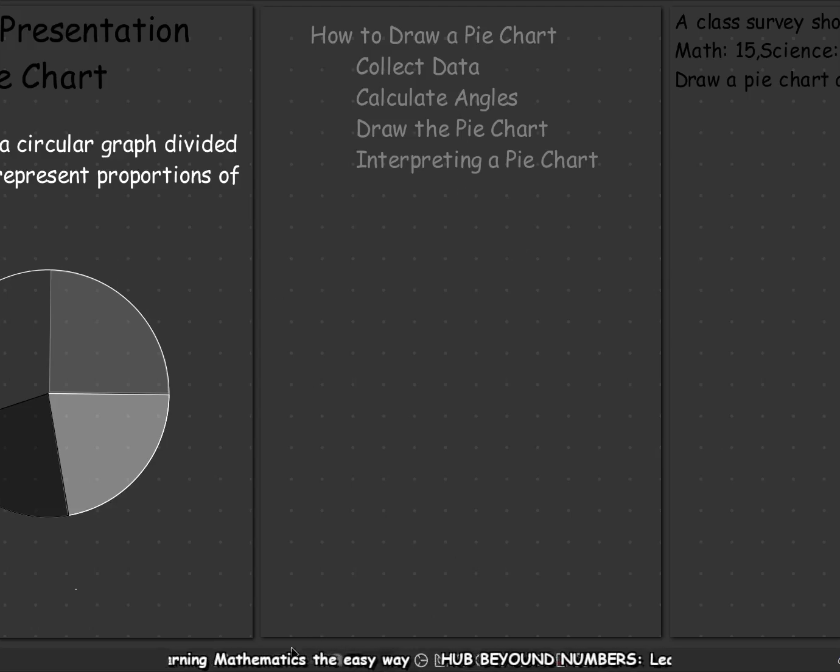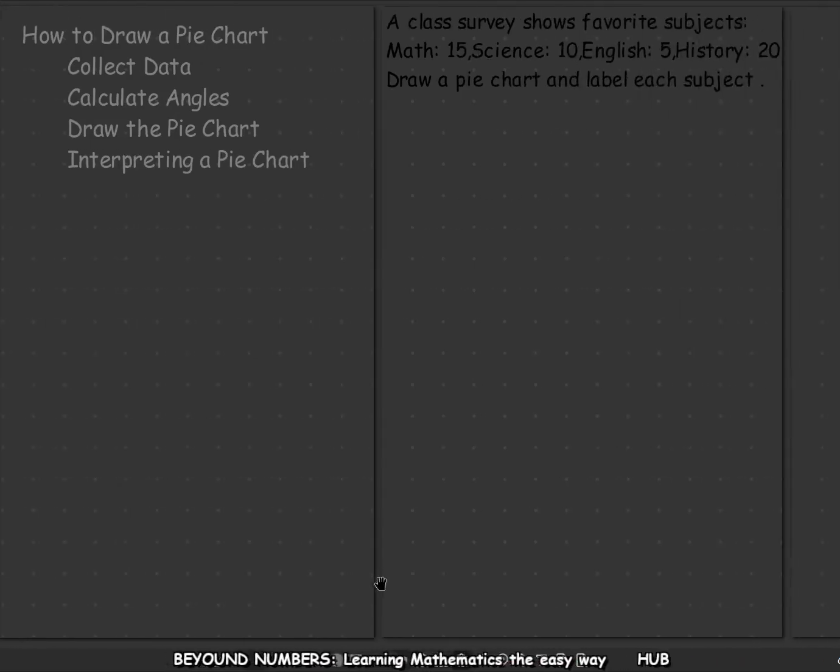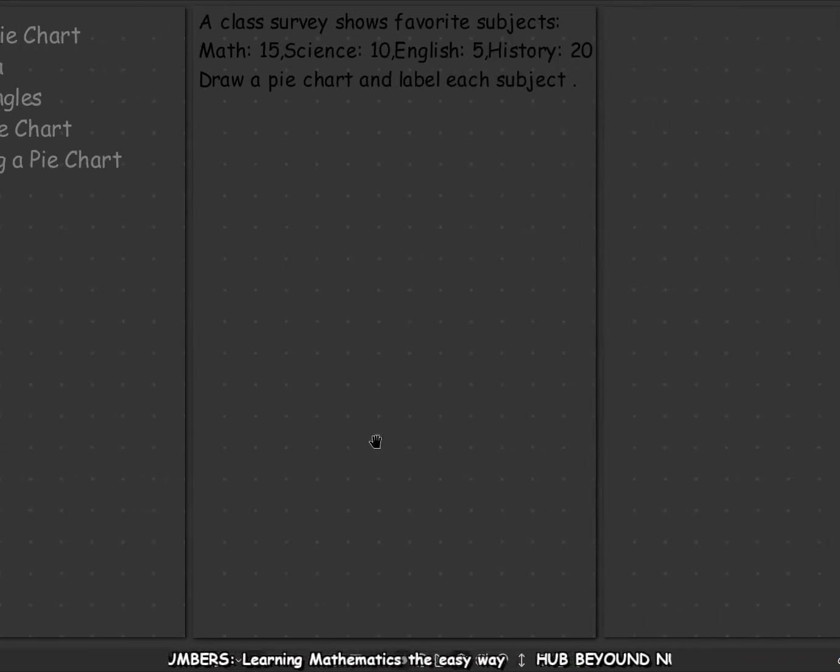Now, how do we calculate these sectors? To draw a pie chart, these are the steps we need to follow. First of all, you need to collect the data you are going to use to draw your pie chart. After which, you calculate your angles. This is one of the most important parts, and we'll be doing that with a question over here. If you get all the angles, then you draw your pie chart, and then you can interpret it. So with these steps, let's look at how we can apply them to answer this question.